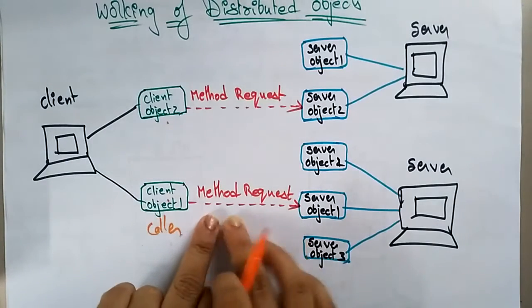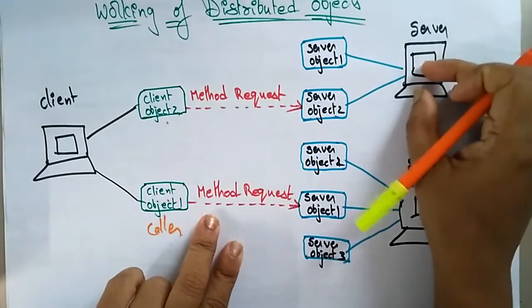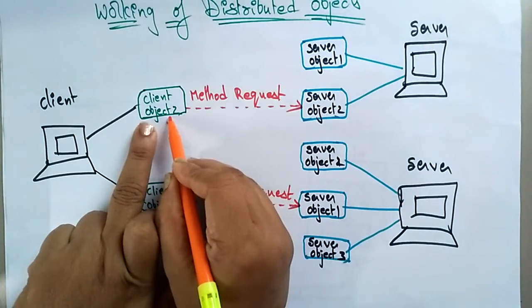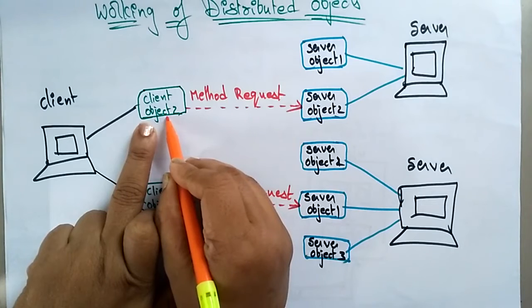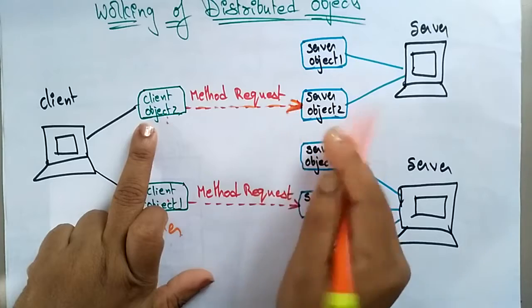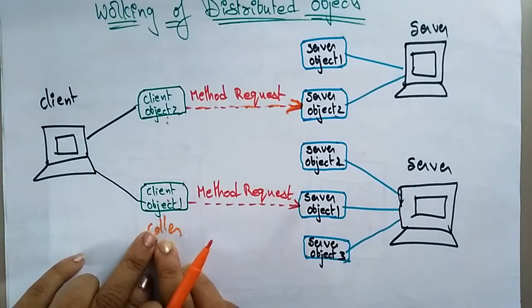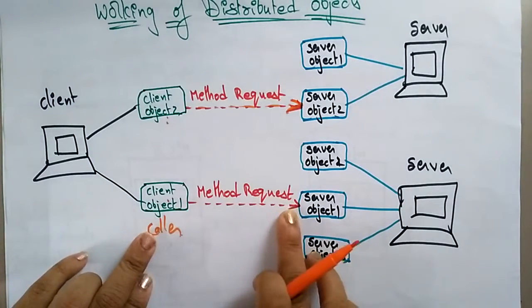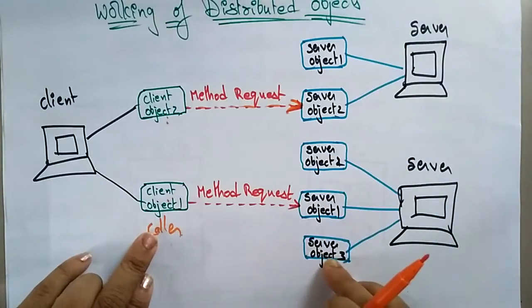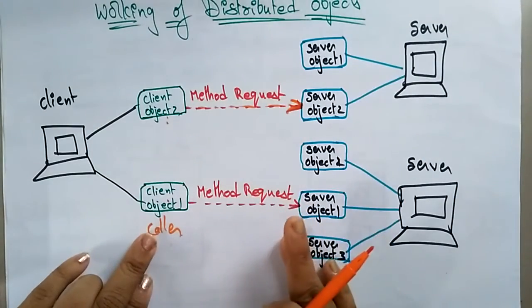So it is sending a method request, to whom? To the server. The server has server object 1 and server object 2. Here the client object is requesting method 2 objects, so it is connecting to server object 2 which is present at the server. And the client object 1 is calling, so a method request is sent to server object 1. It is not sending to 2 and it is not sending to 3. So it is accepting only at server object 1. So this is how distributed objects work.